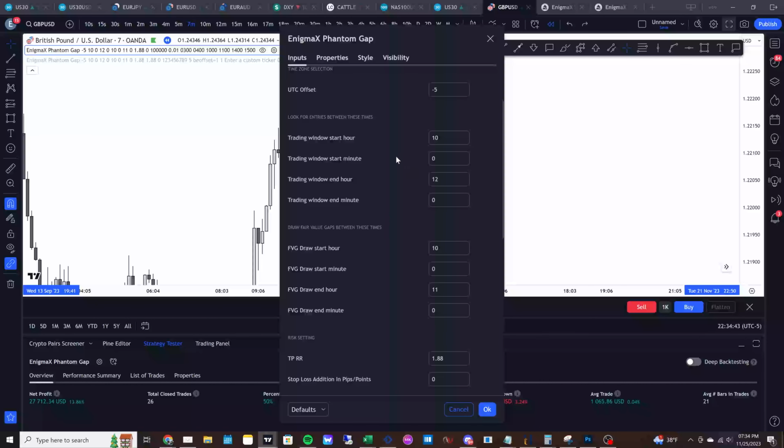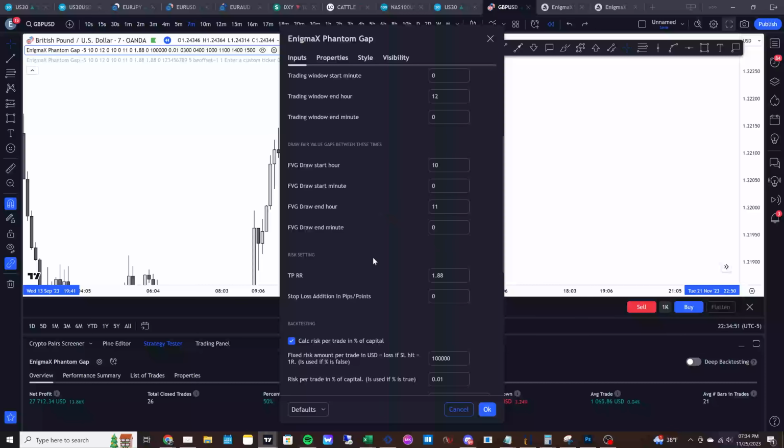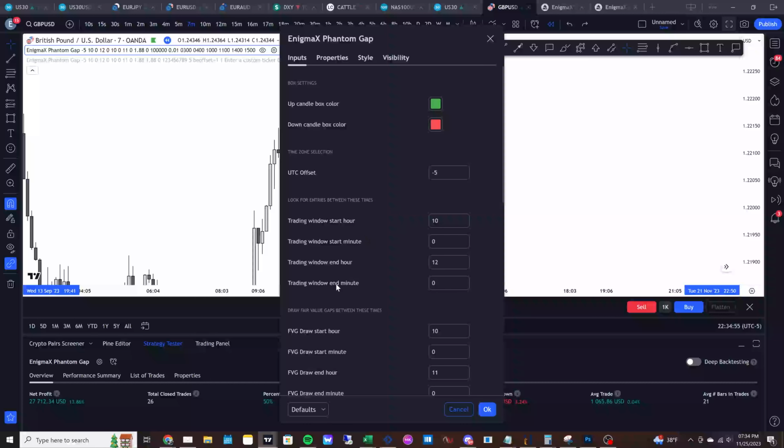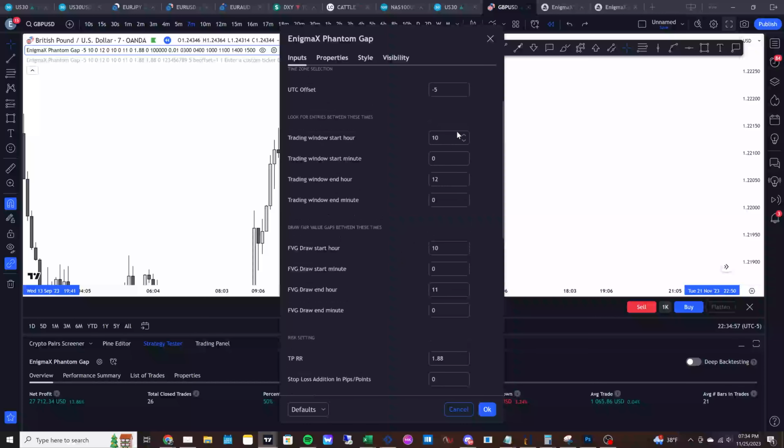So New York AM is 10 to 11. I think PM is 2 to 3 PM or 1 to 2. I'm not sure, I don't really trade that one, but London is 2 a.m. to 3 a.m. So you can change these. You can look for your fair value gap slightly earlier than silver bullet if you want, but then only take entries during silver bullet by just doing the trading window.